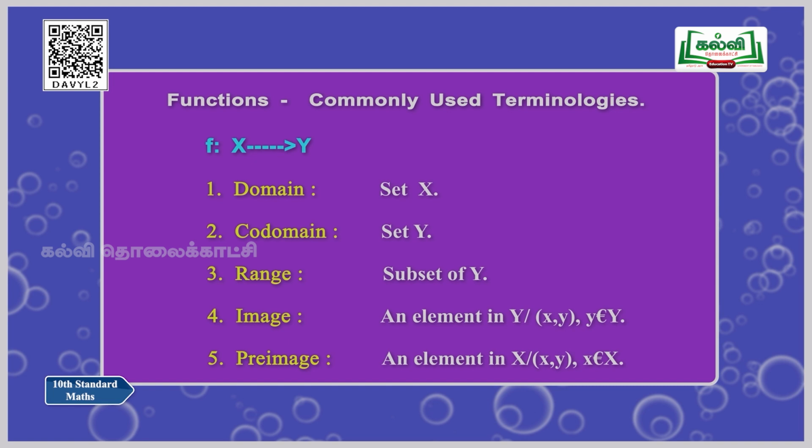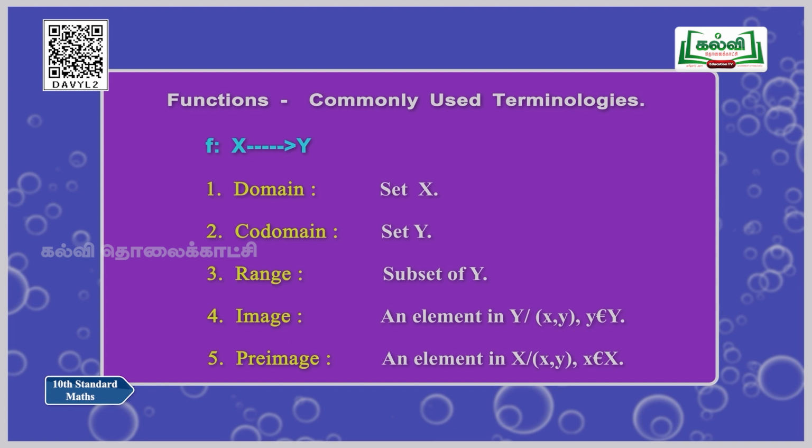Now, what is the set X called in a function? We call it a domain. We call it the domain of the function. Set X is called the domain of the function. And what is that set Y called? We call Y the codomain of the function. The set Y is called the codomain of f.